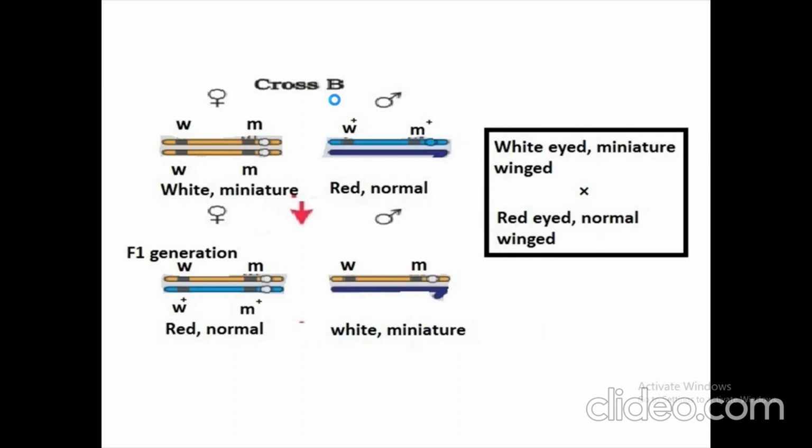Okay, moving on to the next experiment. In another experiment, he crossed white-eyed and miniature-winged females. In the case of Drosophila, the normal wing is dominant over miniature wing. The red eye color is dominant over white eye color. Here he crossed white-eyed, miniature-winged females.